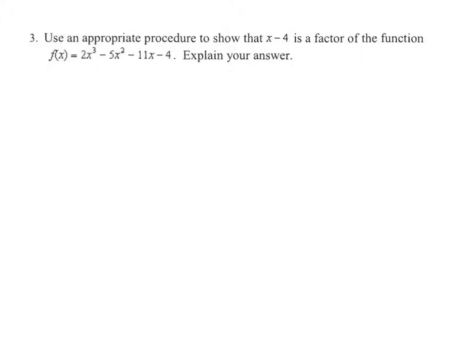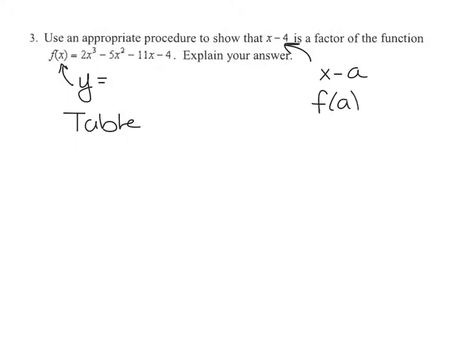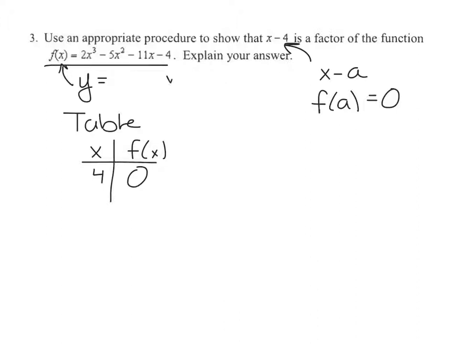In this problem, we are trying to determine if x minus 4 is a factor of this function. So basically, the fastest way to do this is to graph f of x in y equals and look at the table. There's a general rule that says that if x minus a is a factor, then the function evaluated at positive a will equal 0. So in our table, we're going to look at an x value of 4, and we're hoping to see that the function's value is 0. For f of x, this is true, so we know that x minus 4 is a factor of f of x.